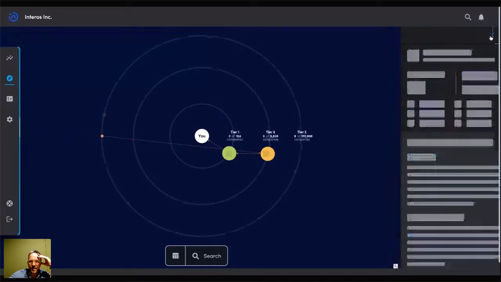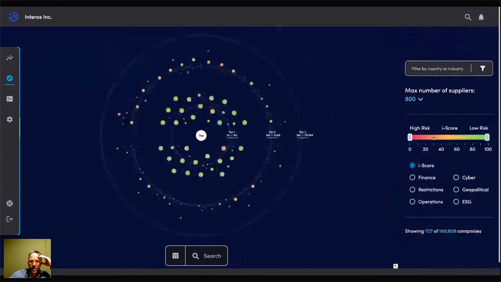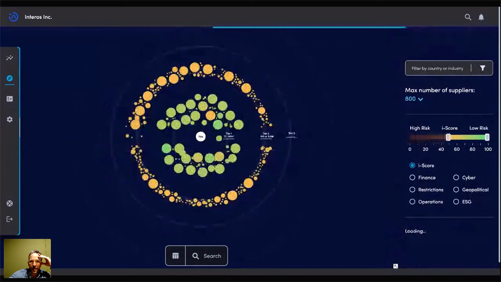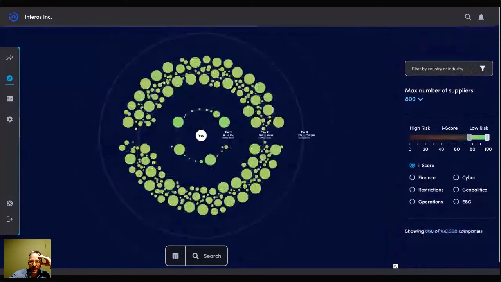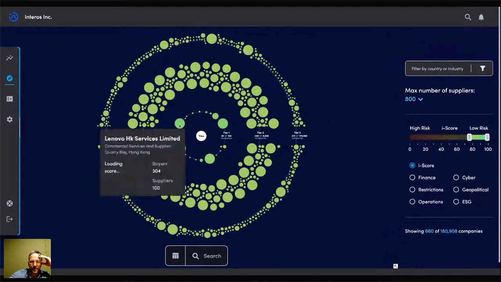So it allows you to see some of the bad apples in your ecosystem, right? And see how they connect back to you. But again, you could do the same for the really healthy companies, right? Now I'm looking at my healthiest companies in my ecosystem, the ones that go from roughly 80 to 100. So those are really, really healthy companies. And it's great to see that, right?